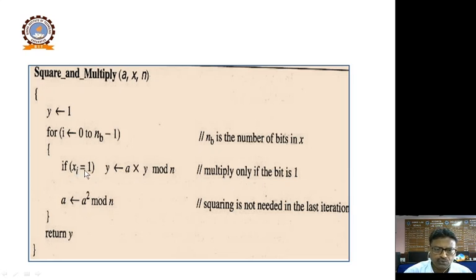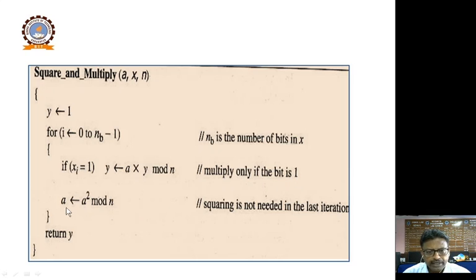If x0 is equal to 1, then y is multiplied. Then y will become a into y mod n. Y is initialized as 1. A we already know, so we can find out the new value of y. But if x0 is not 1, we will skip this step. So that is why it has been written that multiply only if the bit is 1. If the bit is 0, then we will not multiply.